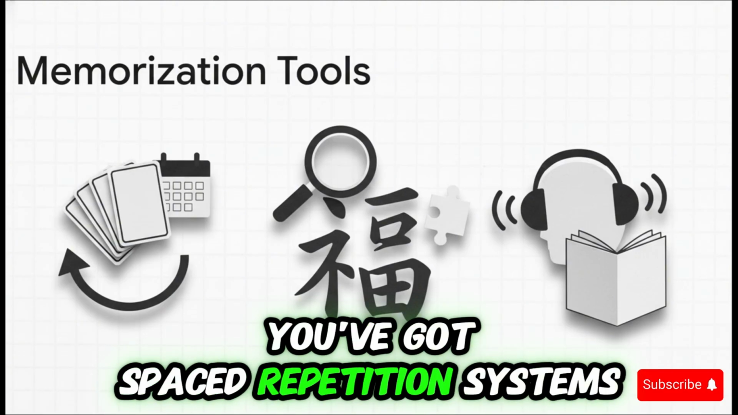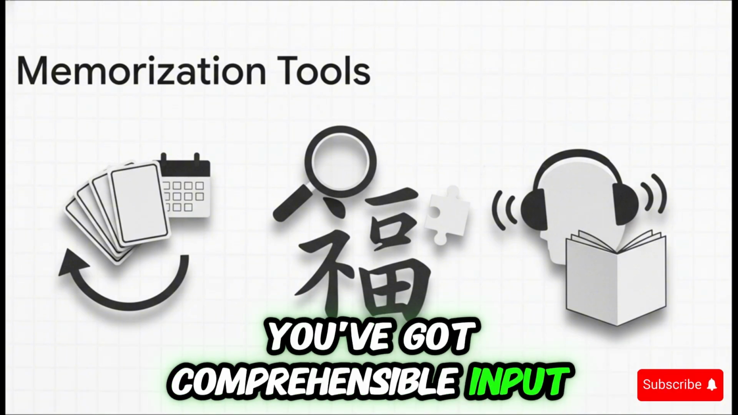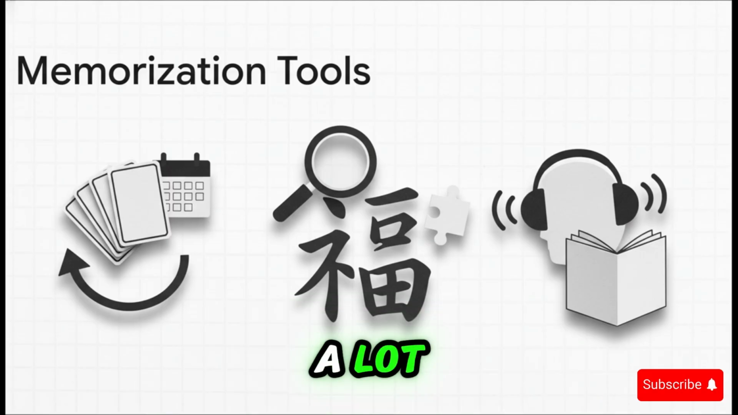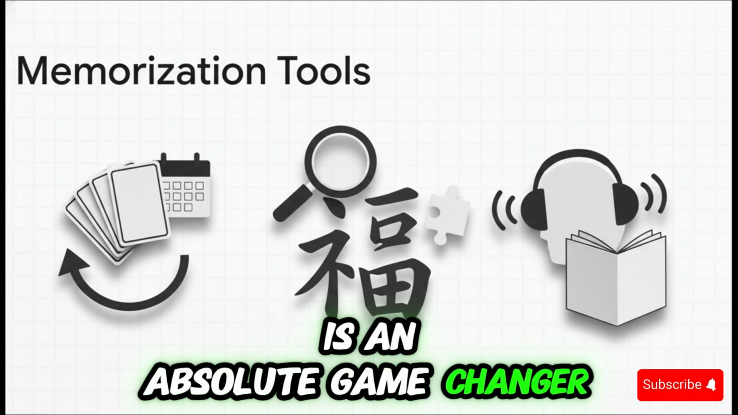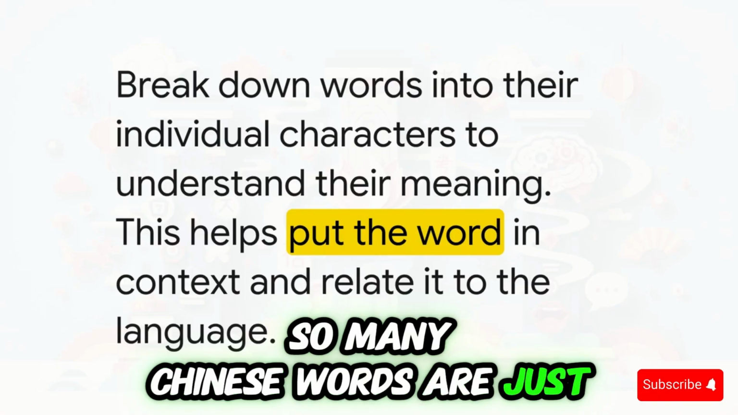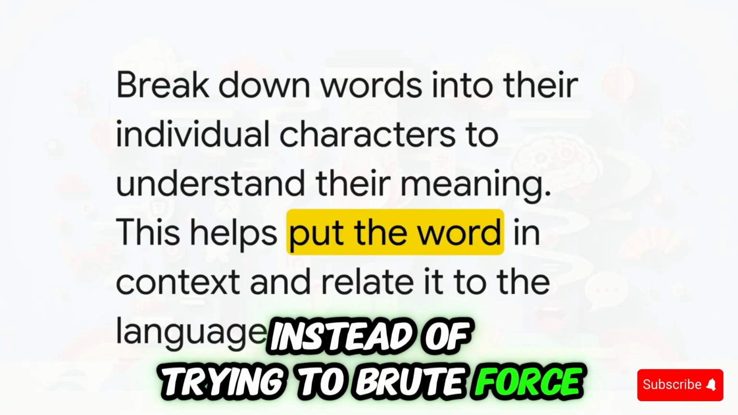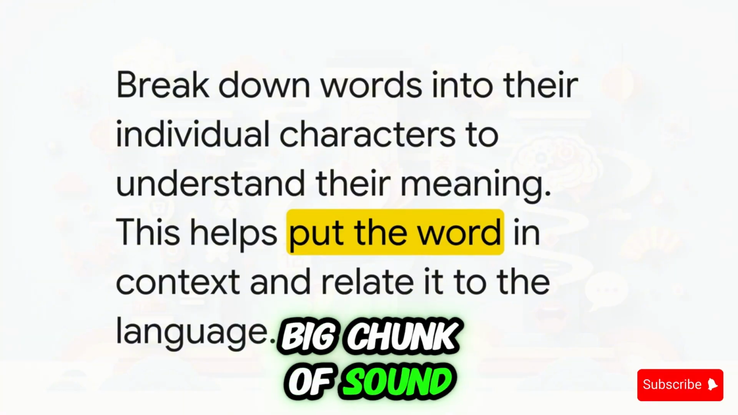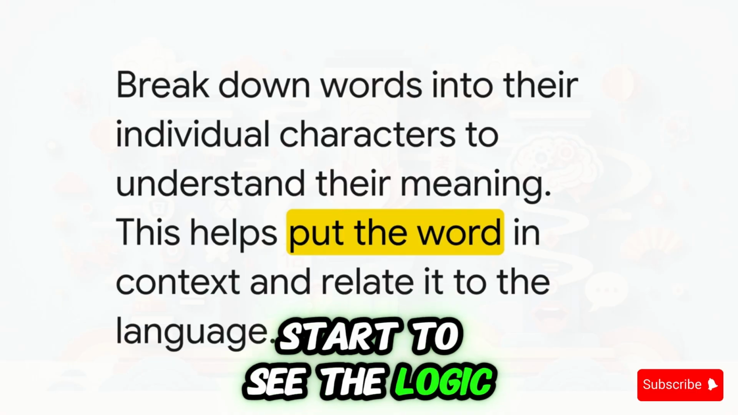You've got spaced repetition systems like Anki, which are amazing for recall. You've got comprehensible input, basically just reading and listening a lot. But for Chinese specifically, this third one, character deconstruction, is an absolute game changer. Here's the deal. So many Chinese words are just logical combinations of simpler characters. So instead of trying to brute force memorize a word as one big chunk of sound, you can break it down into its building blocks.